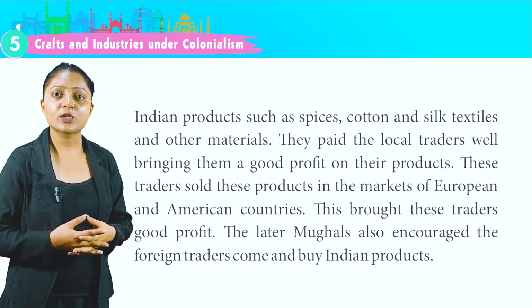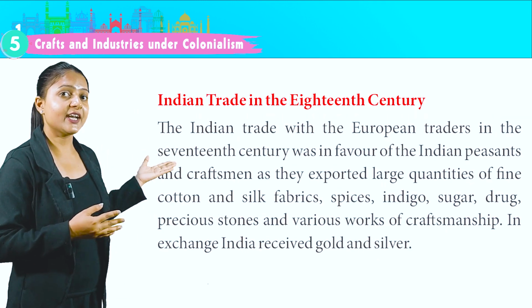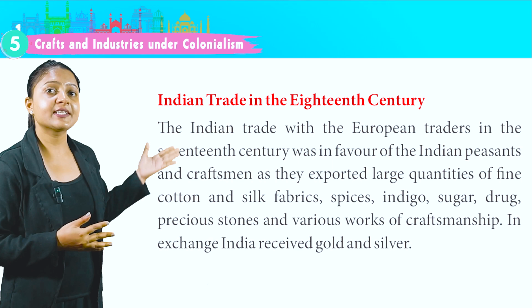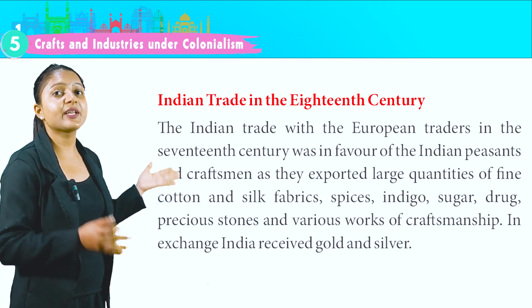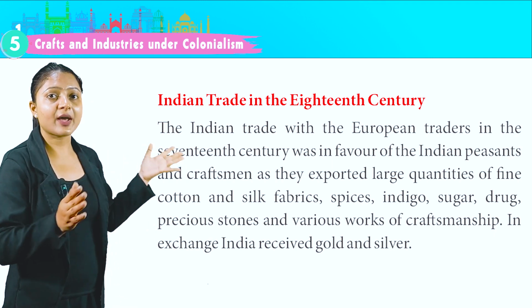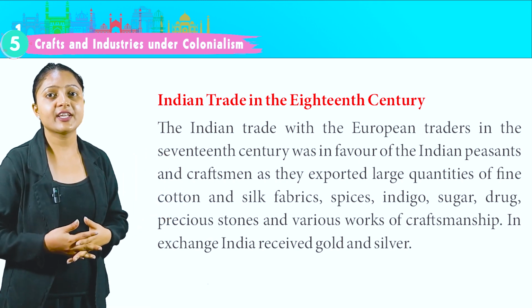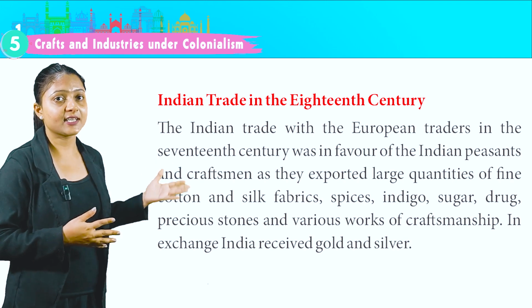The later Mughals also encouraged foreign traders to come and buy Indian products. Indian trade in the 18th century. The Indian trade with the European traders in the 17th century was in favor of the Indian peasants and craftsmen, as they exported large quantities of fine cotton and silk fabrics, spices, indigo, sugar, drugs, precious stones and various works of craftsmanship. In exchange, India received gold and silver.